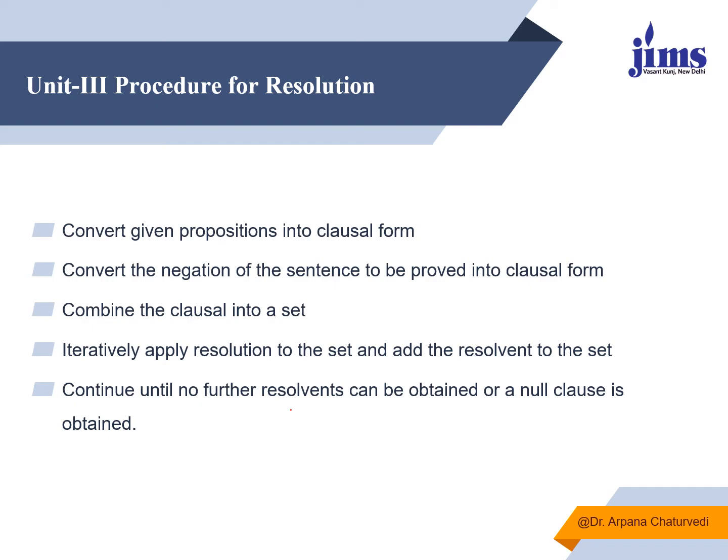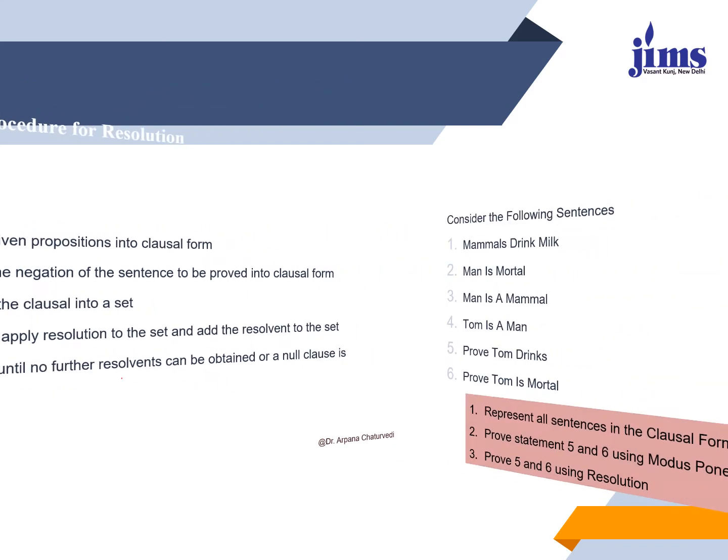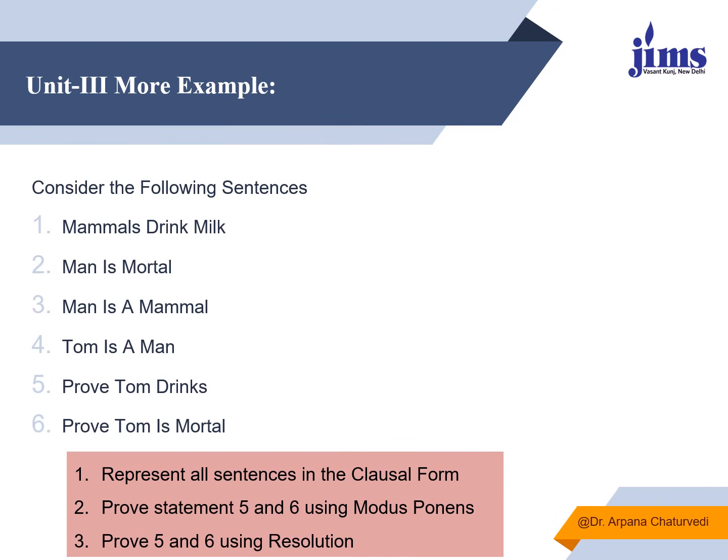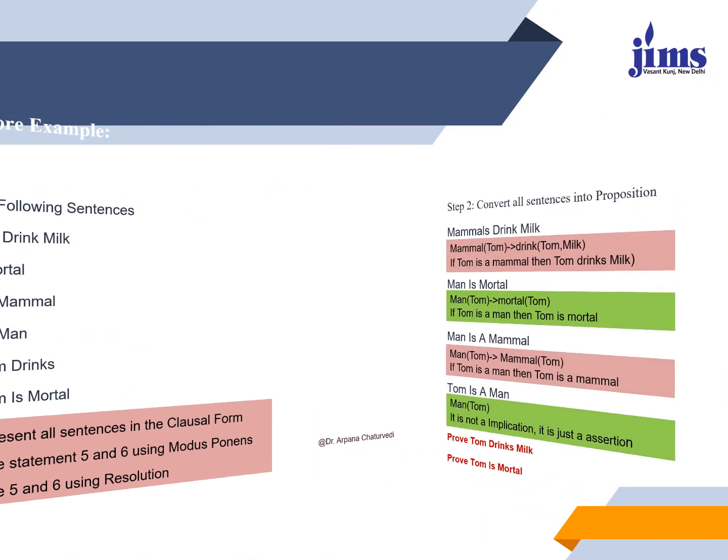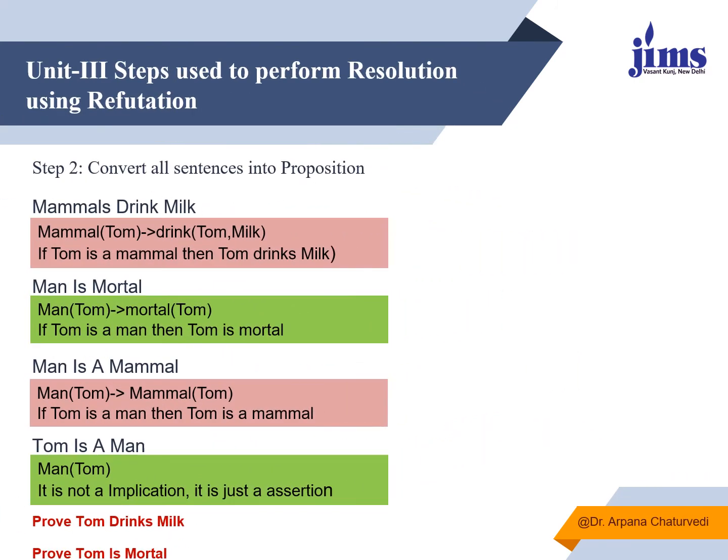Now there is another example which we can learn over here. We are given: mammals drink milk. The first thing is we have to convert it into propositions. We can write mammal, and mammals drink milk. Here it is given man is mortal. Here it is given man is a mammal. Here it is given Tom is a man.